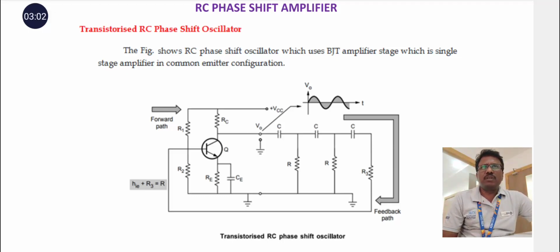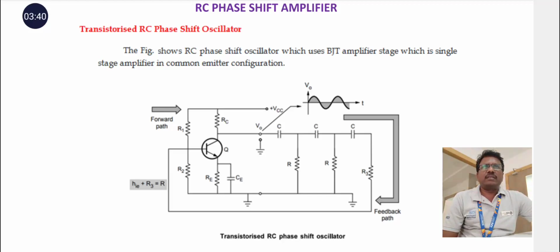Now observe the output. The CE amplifier introduces 180 degree phase shift. That means if the input signal is positive, the output becomes negative. So this is an important property of the CE amplifier. The amplified output now enters the 3-stage RC network. Each RC section produces approximately 60 degree phase shift. Since there are 3 RC sections, the total phase shift becomes 60 plus 60 plus 60, which is equal to 180 degrees. Therefore, the RC network contributes 180 degrees.